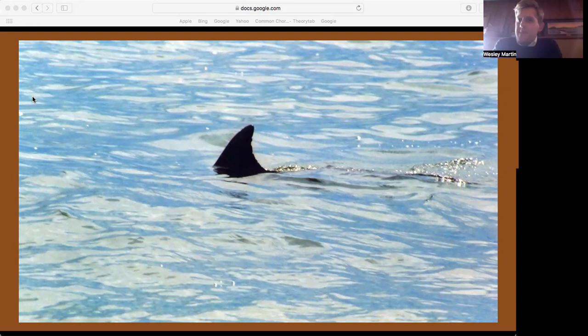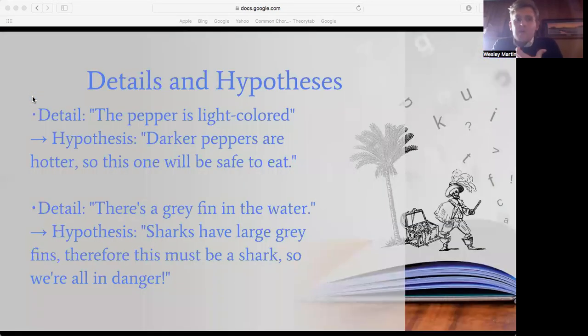So what happened in these 2 stories from our own real personal lives? Notice that we started with details. The pepper is light colored, and darker peppers are hot, so the light one is safe, therefore. And in the second story, there's a gray fin in the water, and sharks have large gray fins. Therefore, it must be a shark.